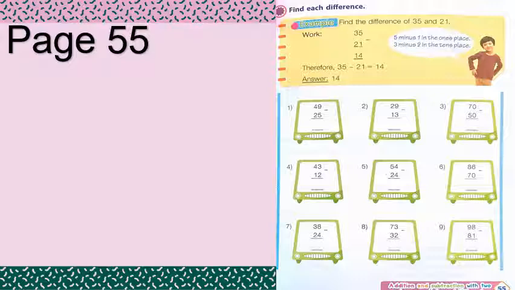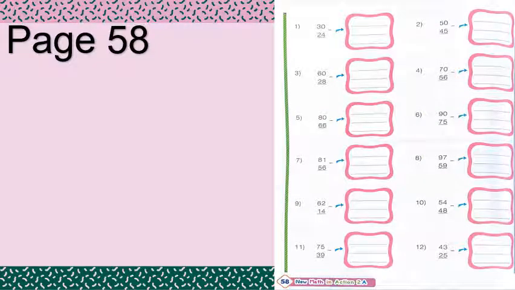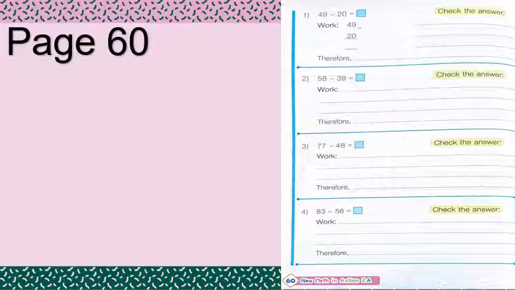Page 55. Find each difference using column subtraction. Page 58. This is subtraction with regrouping. Find each difference. Page 60. Find each difference and check the answer. Don't forget, use the relationship between addition and subtraction to check the answer.